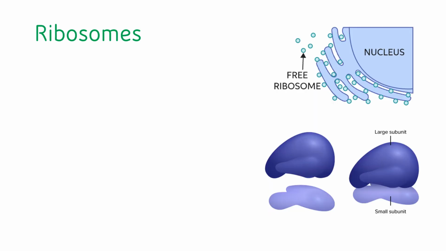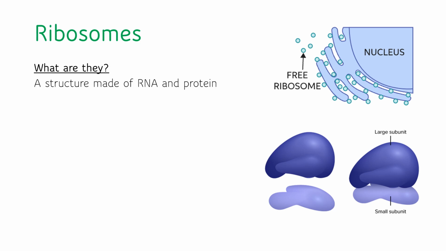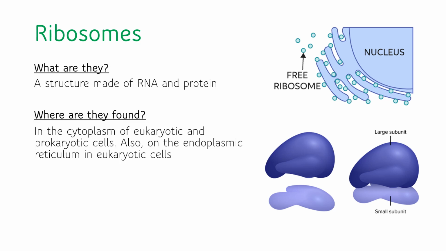We have ribosomes, so they're made up of RNA and protein. They're found in the cytoplasm of both eukaryotic and prokaryotic cells. They are sometimes found freely in the cell, like over here, or they can be found attached to the endoplasmic reticulum in eukaryotic cells. This is what a ribosome looks like.